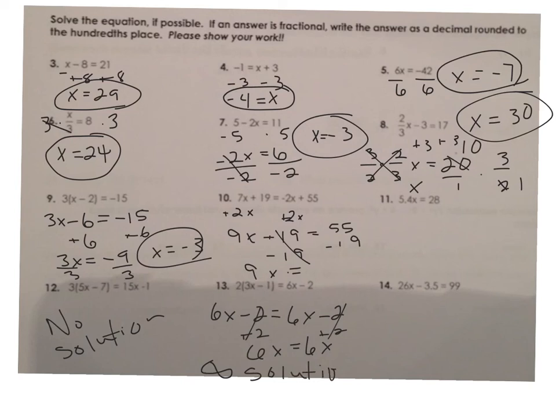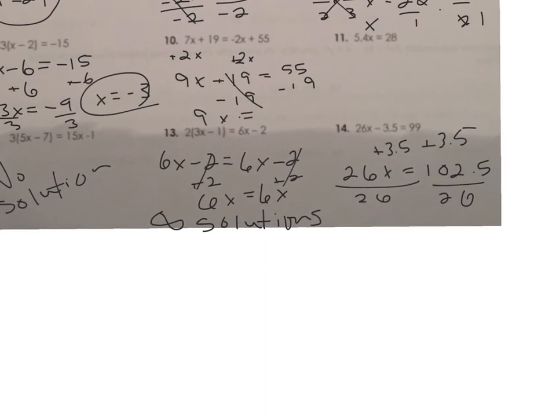Number 14. To start this one, I would add 3.5 to both sides. So I get 26x is equal to 99 plus 3.5. Well, 3.5 minus 1 is 2.5, so this is 102.5. Then I would divide by 26, and what do I get? 3.94.